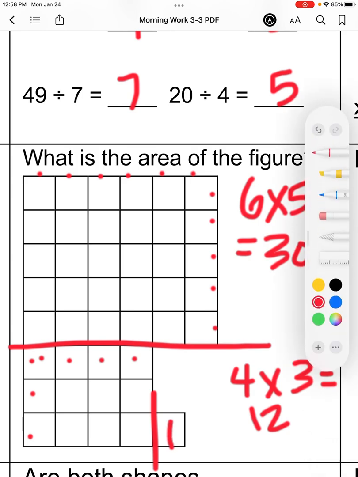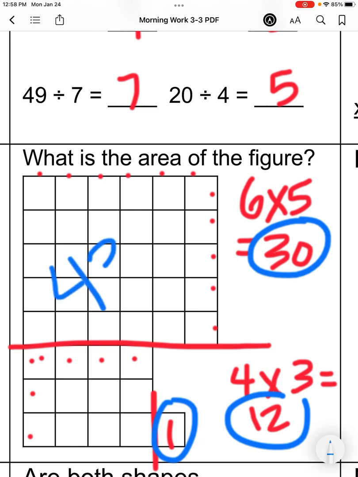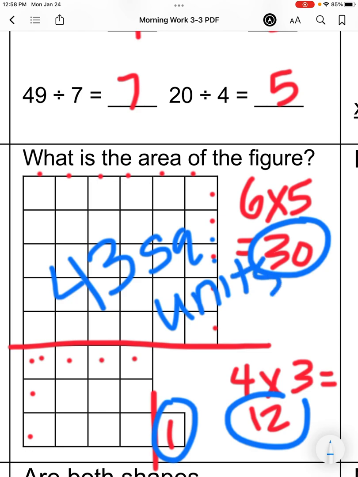So we will add 30 plus 12, which equals 42, and then plus the 1 equals 43 square units. And if you want to check for sure, you can come through and label all of the boxes to make sure that you have 43.